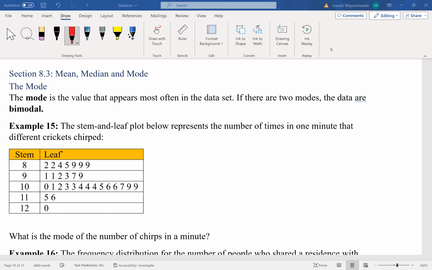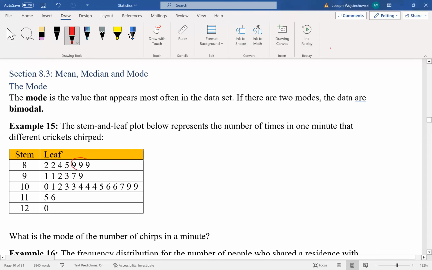The mode is the value that appears most often in the data set. If there are two modes, the data are bimodal. So if we go to the stem leaf plot below, that represents the number of times in 1 minute that different crickets chirped. What is the mode? What number appears the most often?